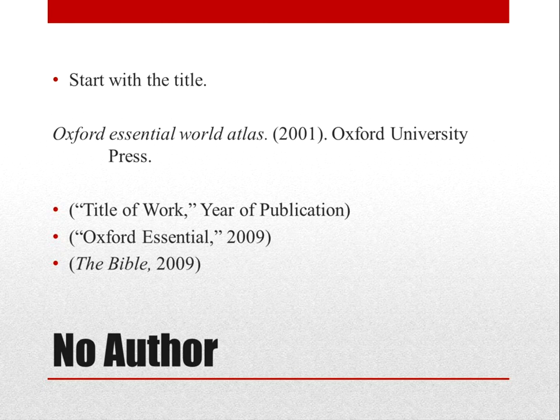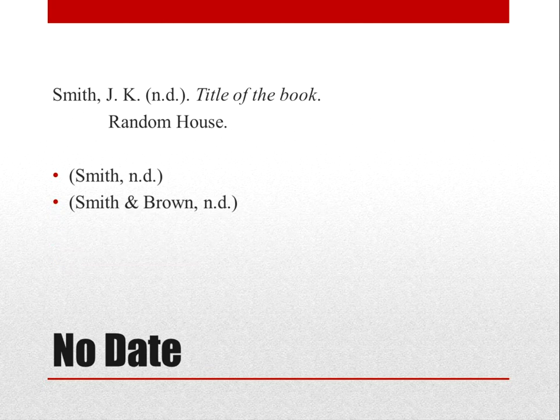When there's no author, then the title of the work becomes the author. So if the work does not have an author, cite the source by its title in the signal phrase or use the first word or two in parentheses. Titles of books and reports are italicized and underlined. Titles of articles, chapters, and web pages are in quotation marks. If there is no date for a resource, simply use n.d. in place of the date field.